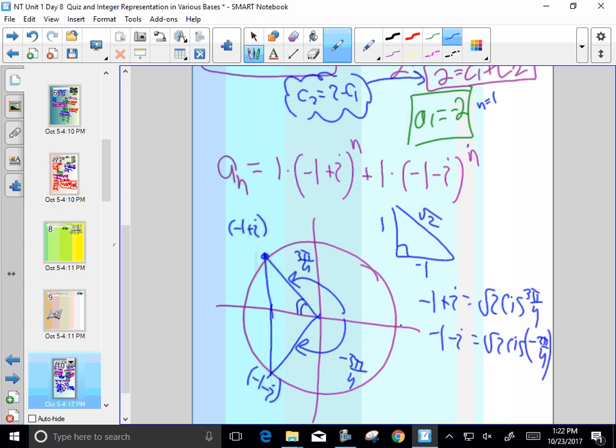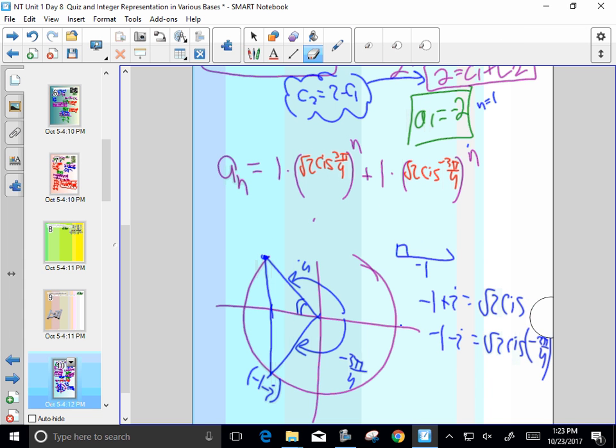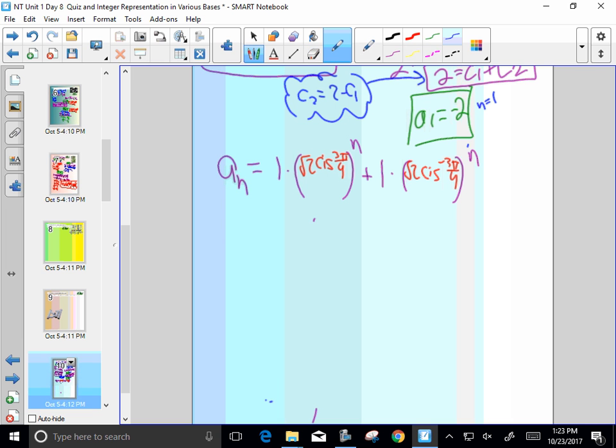So far, so good? So I'm going to take this out. Square root of 2 cis 3 pi over 4, square root of 2 cis negative 3 pi over 4. It's not done yet, but it's a lot better than it was. Okay?